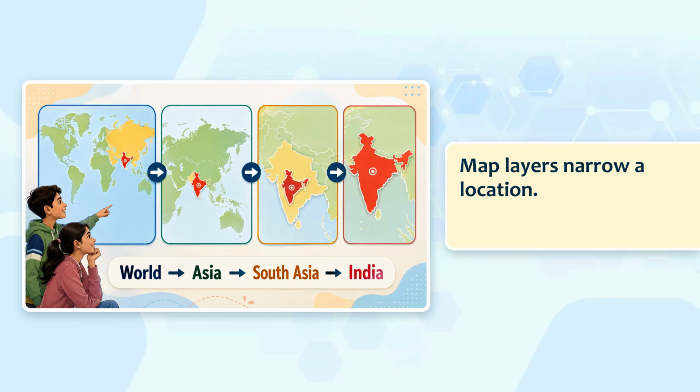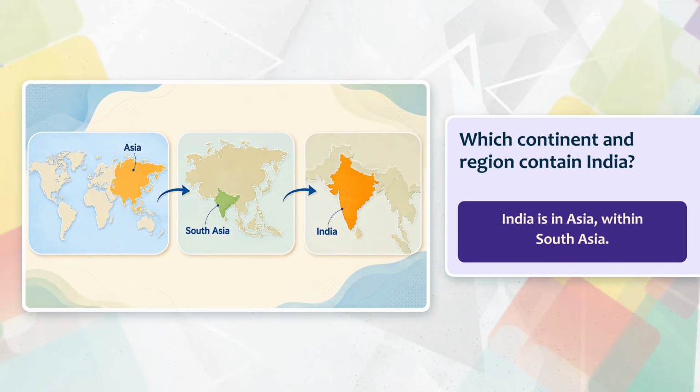The zoomed views reveal a useful location method. Map layers narrow a location. A broad map names the continent, while a closer map identifies the region. Use the two highlighted map areas. Which continent and region contain India? The nested map areas give the response. India is in Asia, within South Asia. The closer highlighted area sits inside the larger Asian land area.